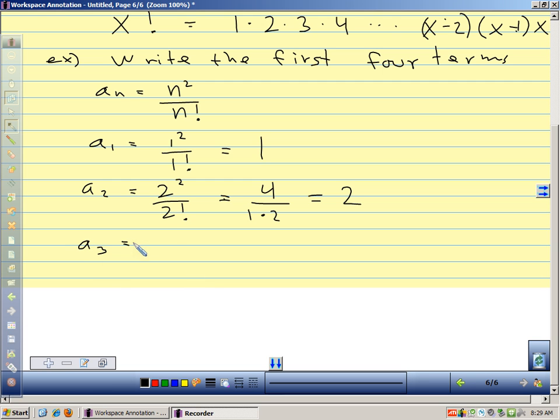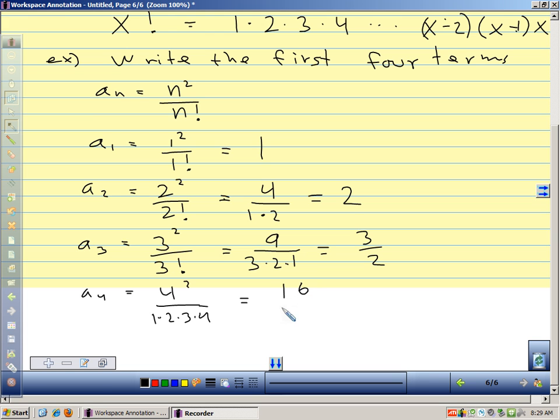A sub 3 is 3 squared over 3 factorial, which is 9 over 3 times 2 times 1. 9 divided by 3 is 3, so I just get 3 halves. And a sub 4 is 4 squared over 4 factorial, and 4 factorial is 1 times 2 times 3 times 4. So that's 4 squared, which is 16, over 1 times 2 times 3 times 4. 16 divided by 4 is 4, so I get 4 over 6, and we can divide each of those by 2, so I get 2/3.